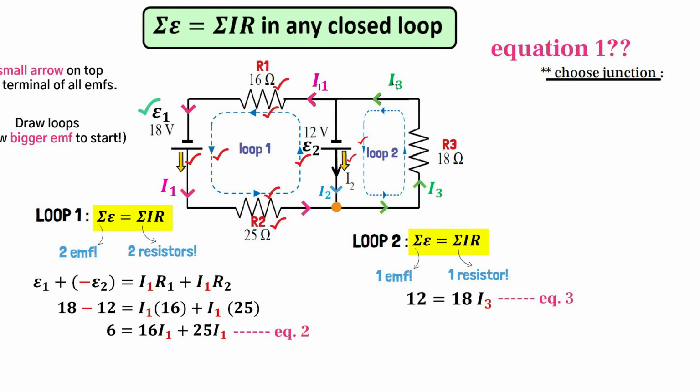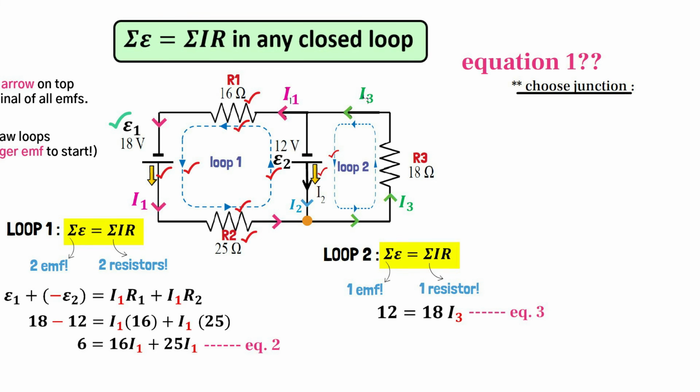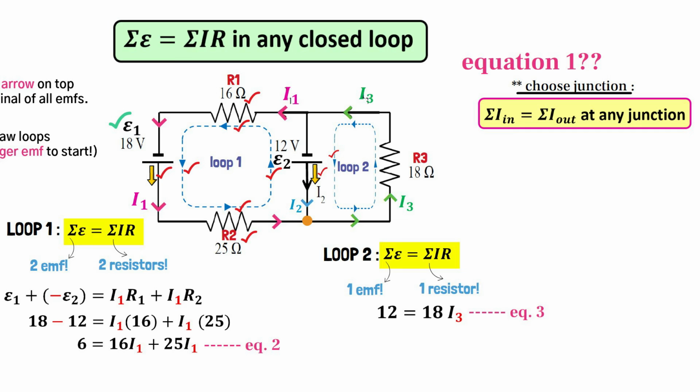So based on the current rule, where total current in is equal to total current out. Okay, so kita tengoklah dekat junction kita ada berapa banyak current yang masuk ke dalam junction tersebut. So kita nampak I1 dan I2 into the junction. So total current in akan jadi I1 plus I2. Dan total current out hanya ada satu sahaja iaitu I3. So kita tulis I1 plus I2 equal to I3. Jadi saya dah siap equation saya.